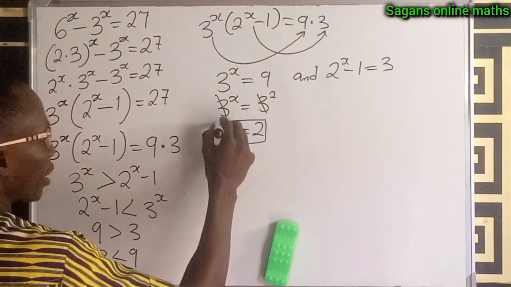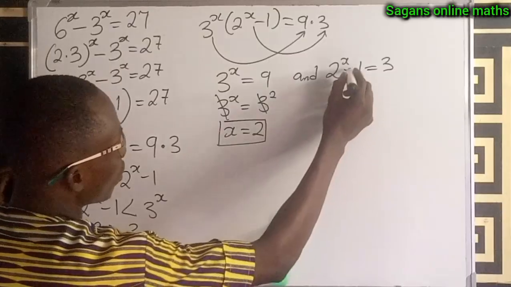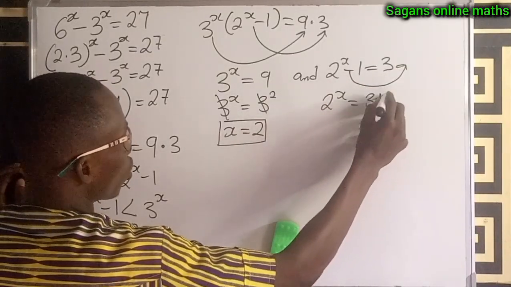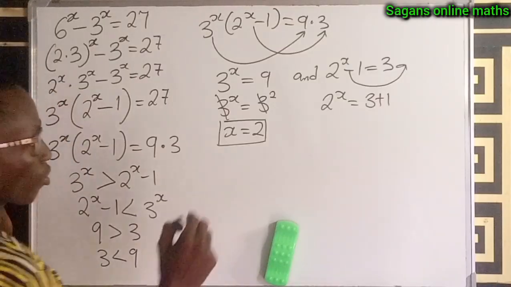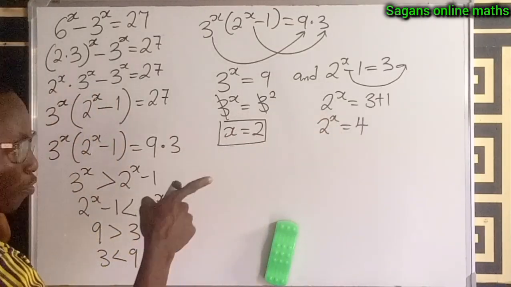This is the only value of x that satisfies this equation. And again, from here, we can add 1 to both sides. We see that we have 2 to the power of x equals 3 plus 1, and 3 plus 1 is 4. It means that 2 to the power of x is equal to 4. And we can put 4 in index form.